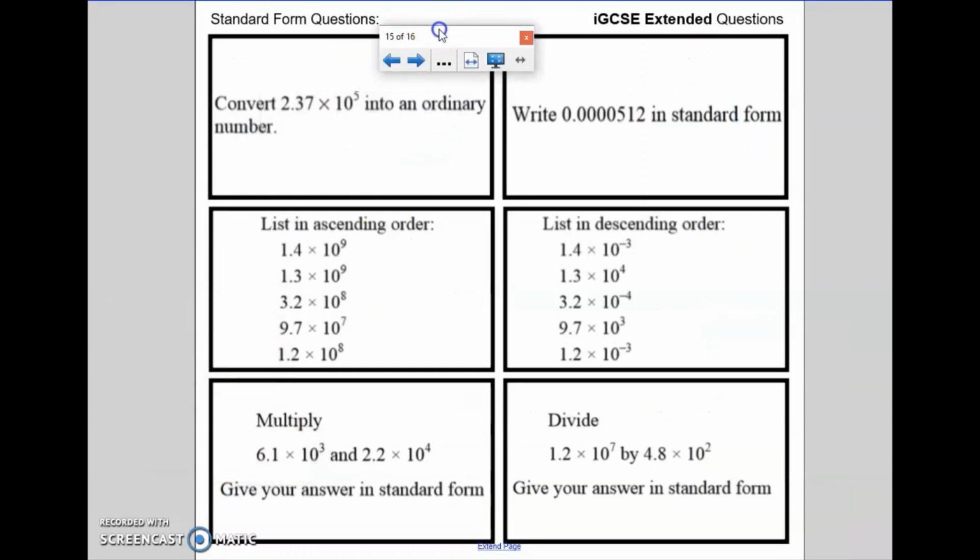Okay, one more task for you to have a go at. So this time, some IGCSE extended questions that have come up in previous years. Starting at the top with converting in and out of standard form, and then we've got some calculating in standard form at the bottom of the screen. Could you pause the video at this point and have a go in your exercise books at all 6 questions?